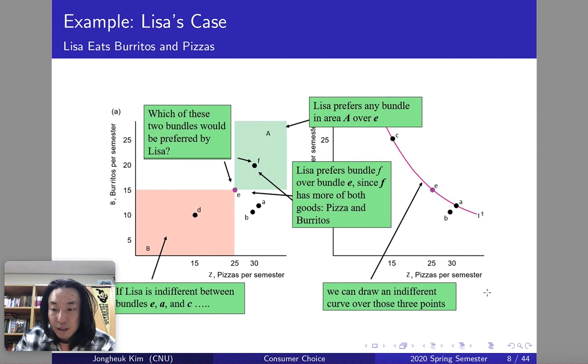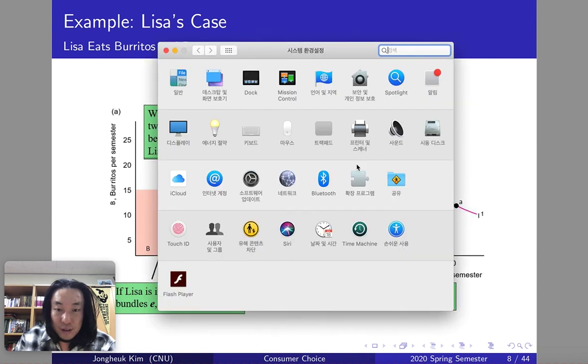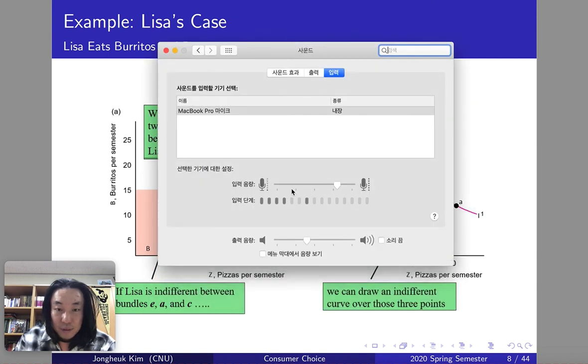Can I test the sound? Because there is a consistent signal that my volume is too low. Are you guys okay with that? I cannot check with that. So please. Okay. All right. Okay. Not bad. It's pretty good, right?